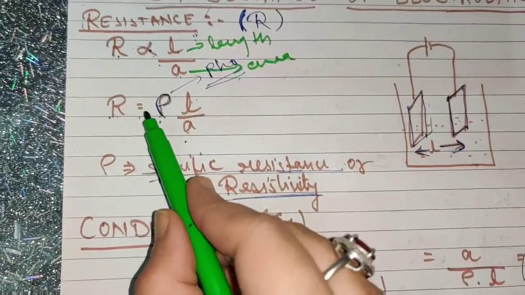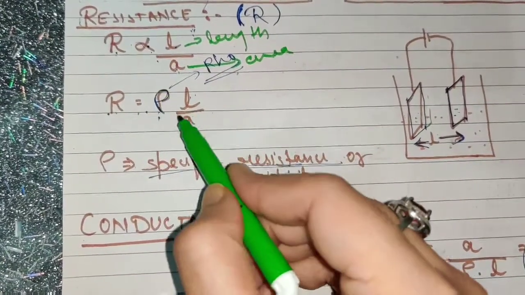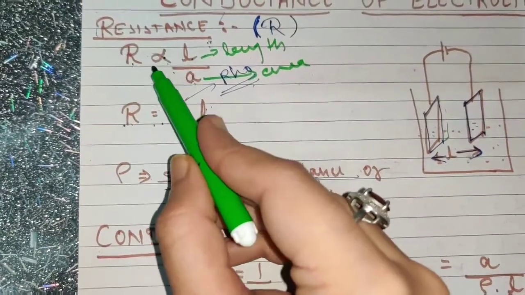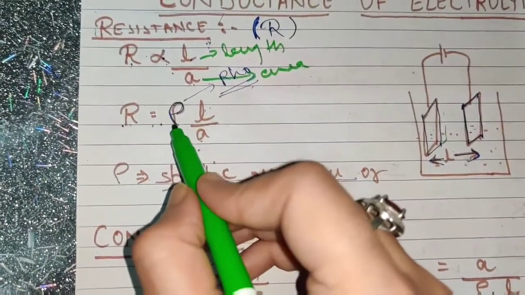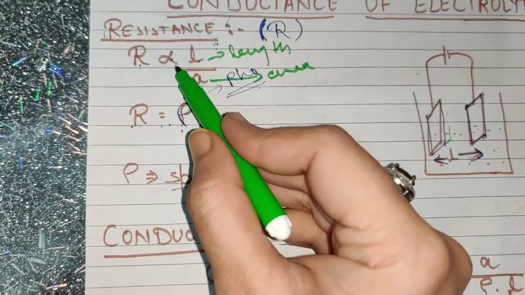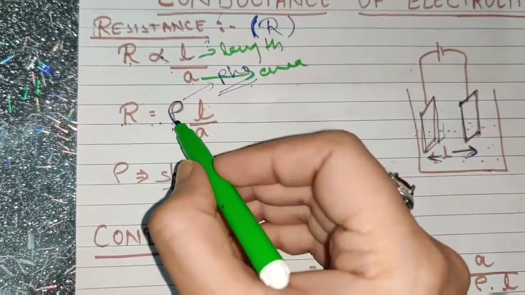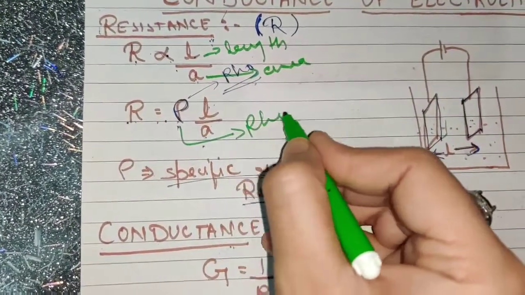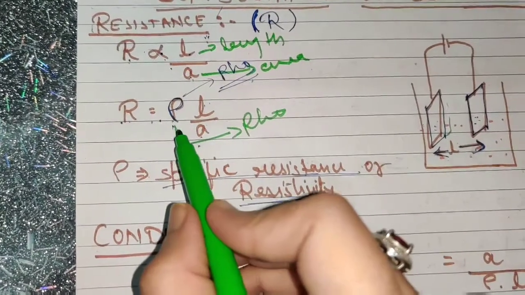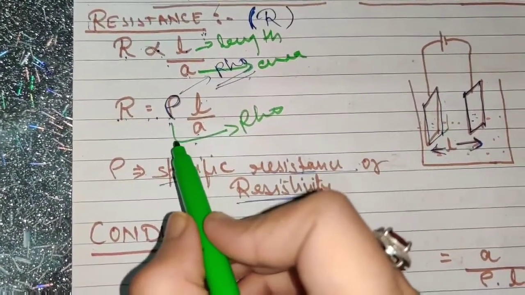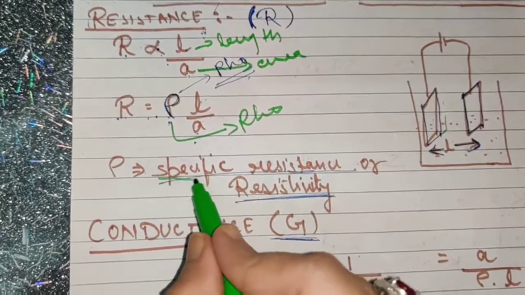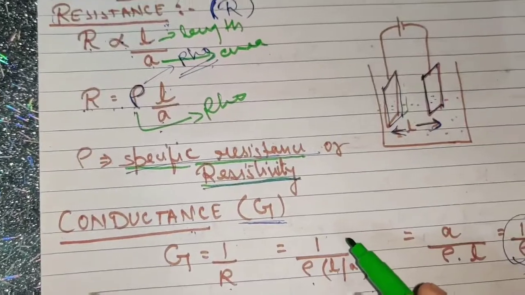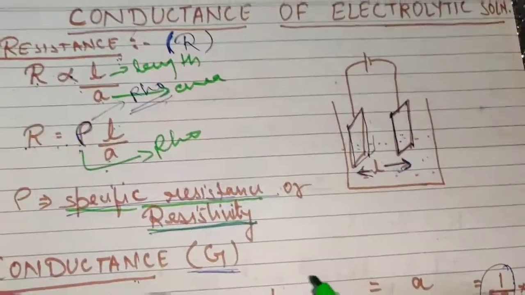So resistance can be written as rho L upon A. Why have I substituted rho here? Because in order to remove this proportionality sign, we always use a constant. So this proportionality sign is replaced by this constant which is known as rho. This is known as specific resistance or resistivity. These terms you must have done in physics, so this is just a quick revision of these terms.